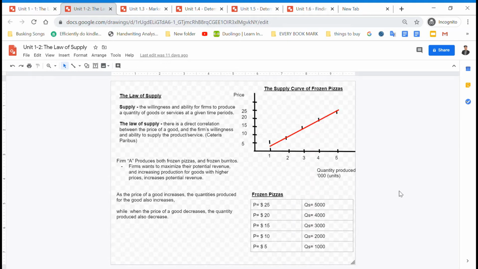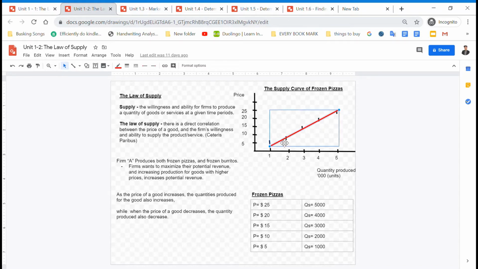So as the price of a good increases, the quantity produced of the good increases, because firms are more incentivized to profit maximize. We need to remember that firms are profit maximizers. They want to maximize their profit. Therefore, by producing more goods at higher prices, firms are able to maximize their profit.